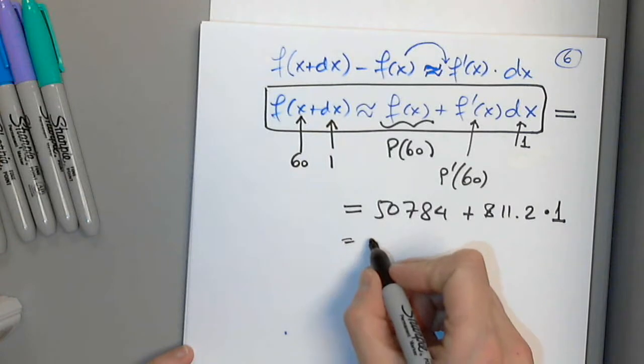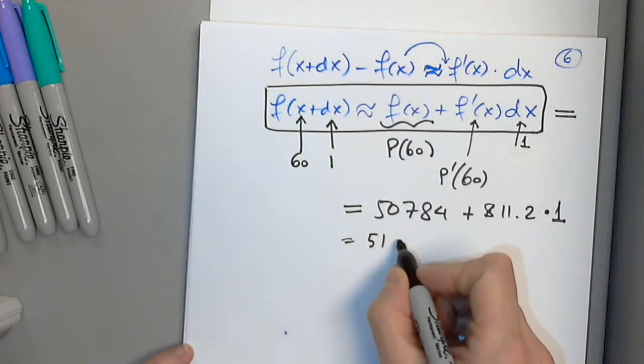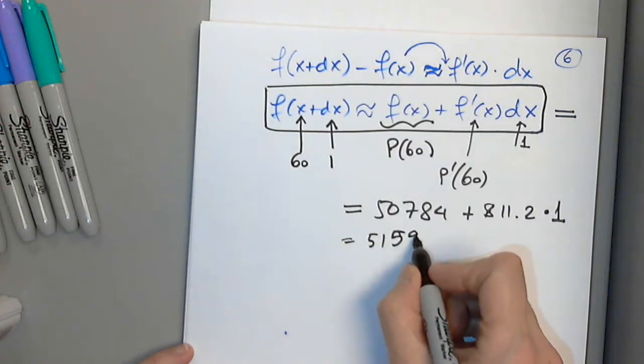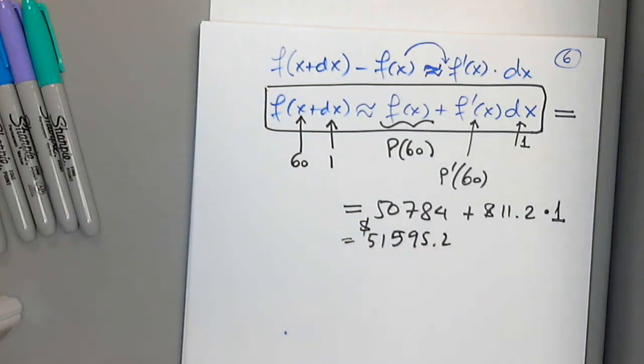51,590. Say it again. Oh, 51,595.2. Very good. Any questions? Okay, I think we should work on another.